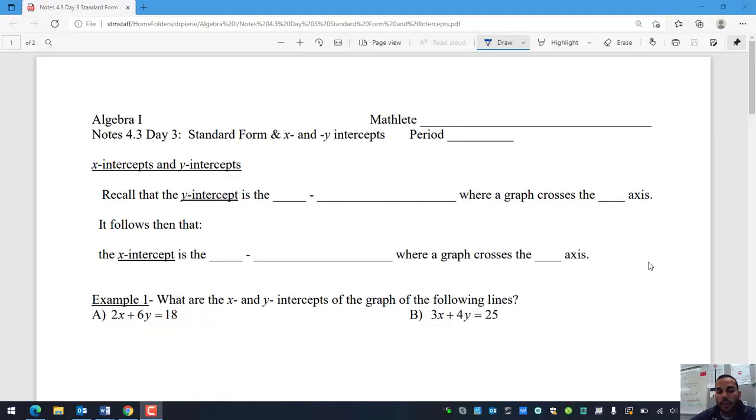Alright guys, so in this video we're going to talk about standard form. All this is a different way to write an equation of a line. This is going to be our third way to write an equation for a line. But before we get into that, let's do a quick review.